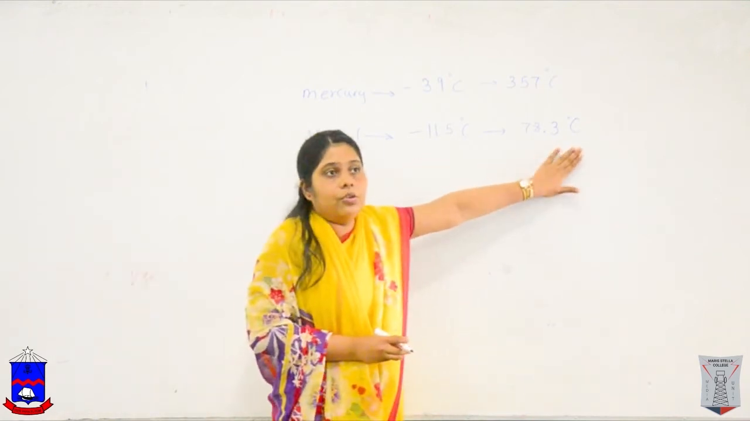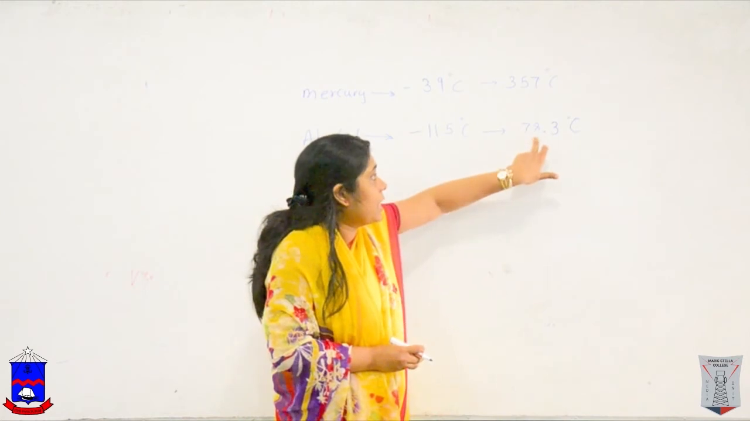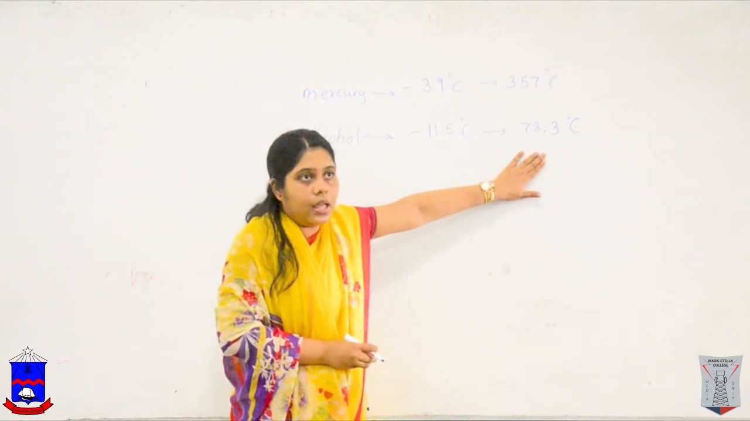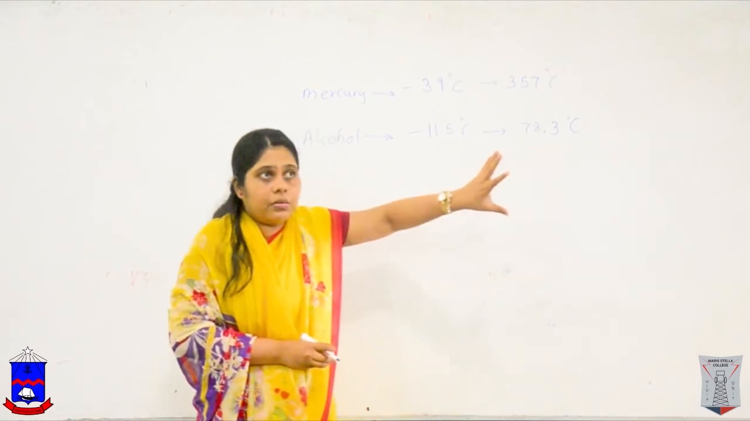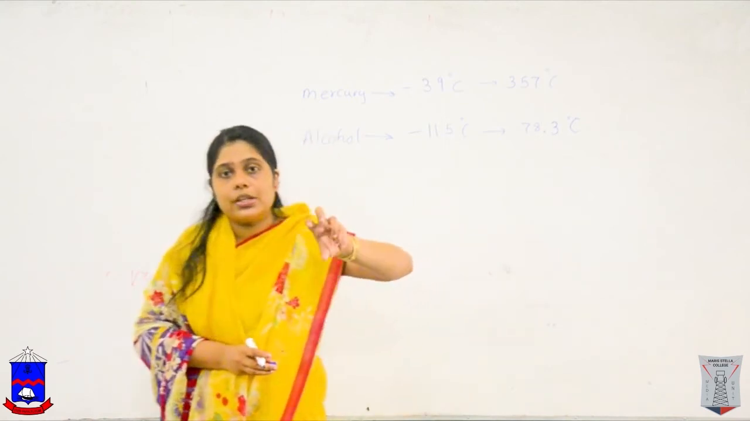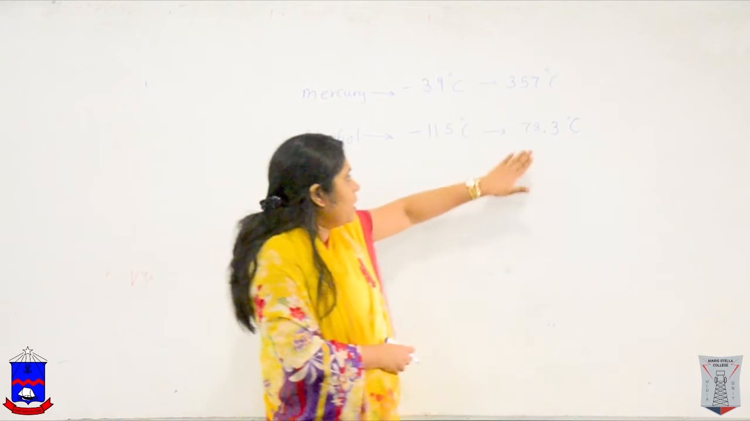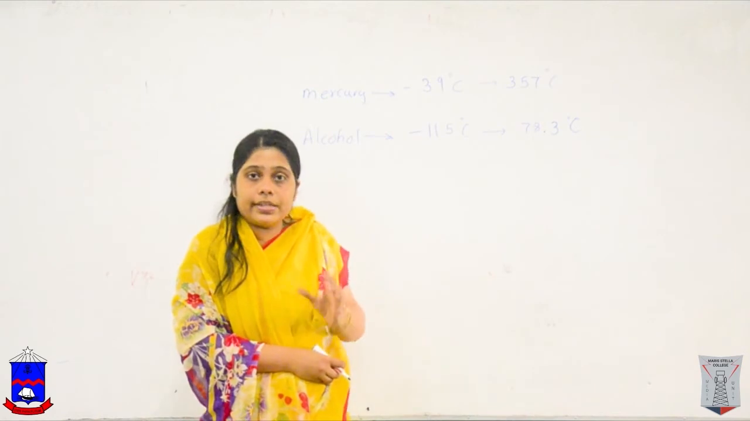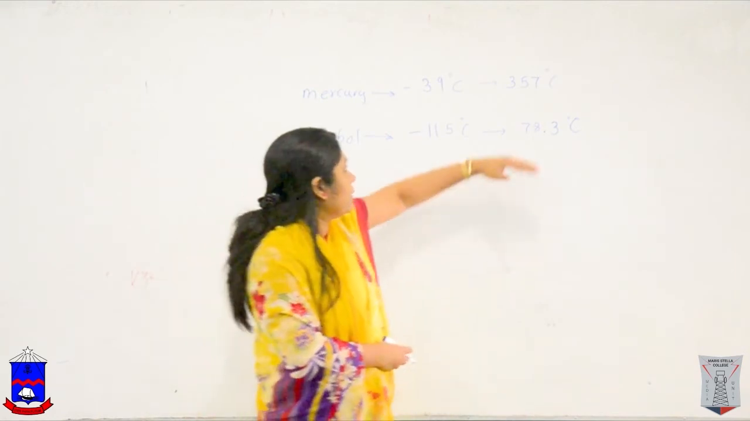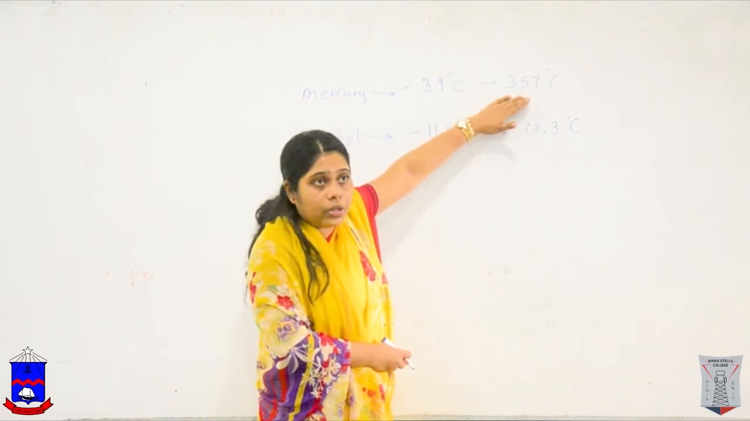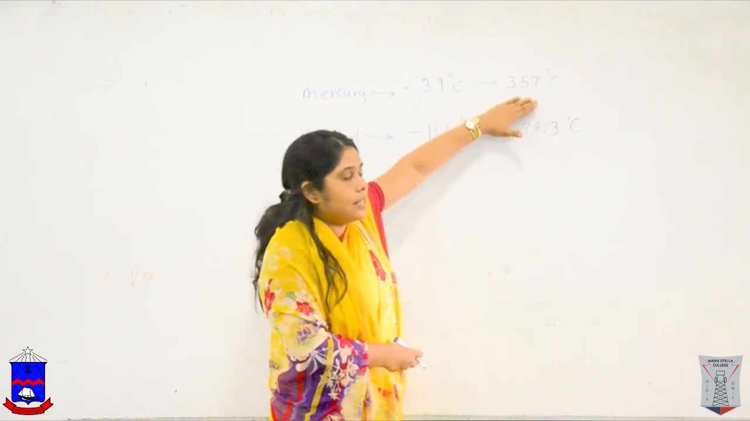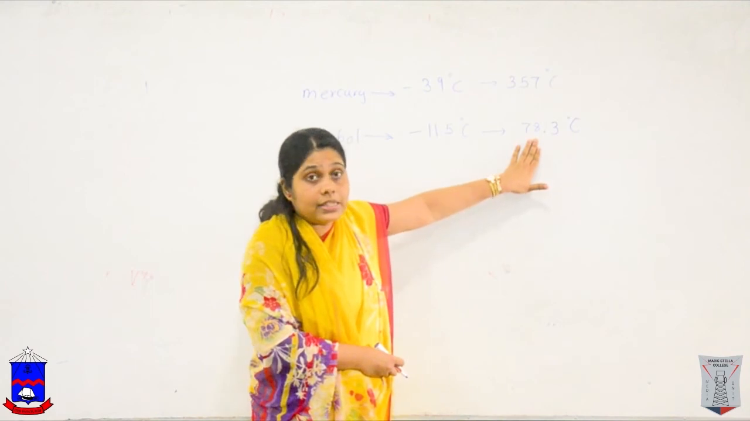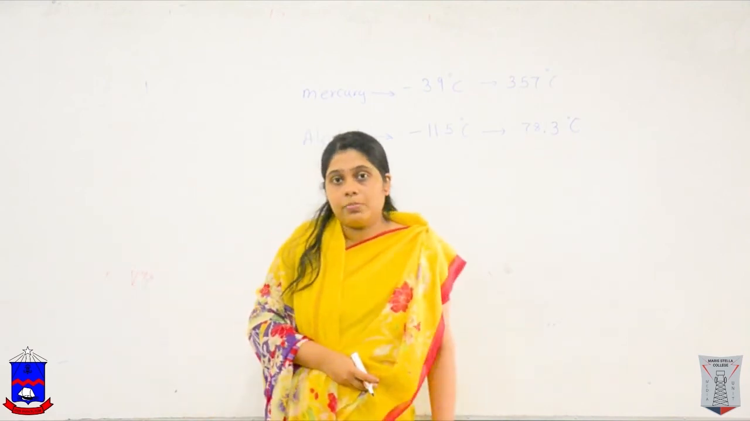But look at this value, that is 78.3 degrees Celsius, right? This is the boiling point of alcohol. So we can't use an alcohol thermometer to measure higher temperatures. Only up to 78.3 or 78 degrees Celsius can we measure temperatures by using the alcohol thermometer. But in that case, we can use the mercury thermometer without any difficulty, because it remains as a liquid up to 357, but right above this 78 degrees Celsius, the alcohol thermometer cannot be used, right?